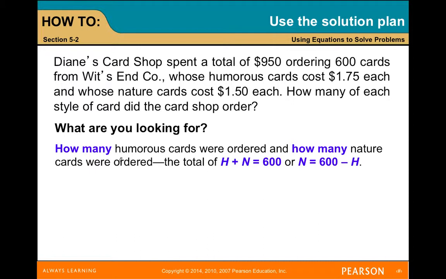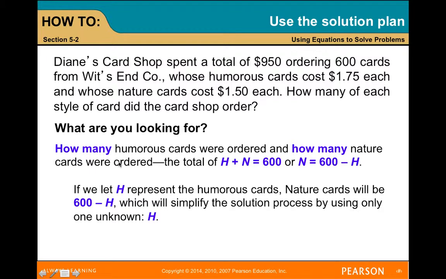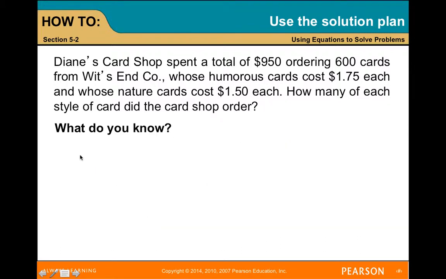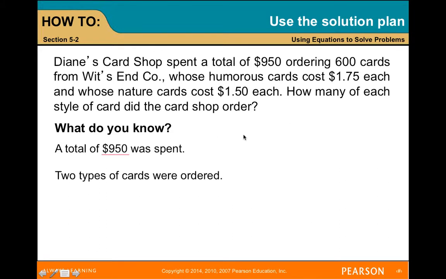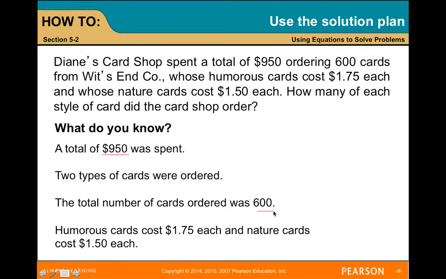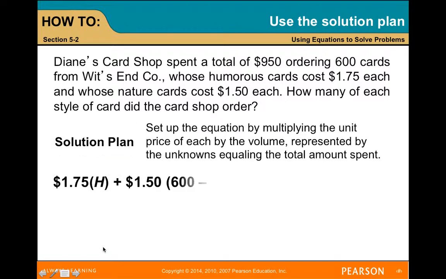The total of H plus N equals 600, or N equals 600 minus H. If we let H represent the humorous cards, nature cards will be 600 minus H, which will simplify the solution process by using only one unknown, which is just H. So what do we know from the problem? We know that a total of $950 was spent, and 2 types of cards were ordered. The total number of cards ordered was 600. We also know that the humorous cards cost $1.75 and the nature cards cost $1.50 each.